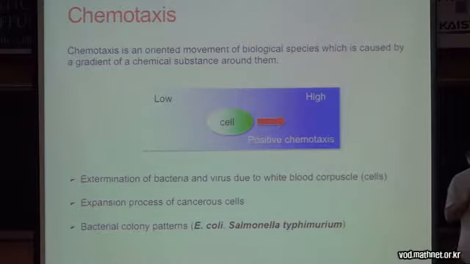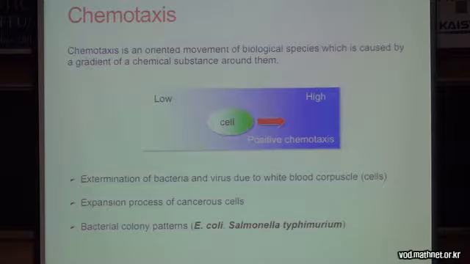Chemotaxis is used around us. For example, in our body, this is a famous example of the chemotaxis effect. In our body, there is extermination of bacteria and viruses due to white blood cells. In order to exterminate the bacteria and virus, white blood cells sense the gradient of some chemicals, then go to the area of higher concentration. The other example is the expansion process of cancerous cells.